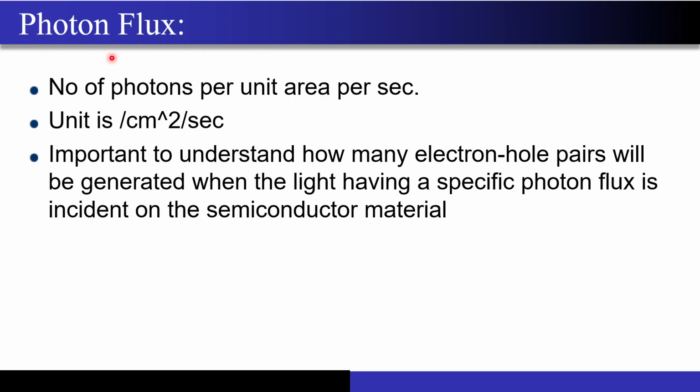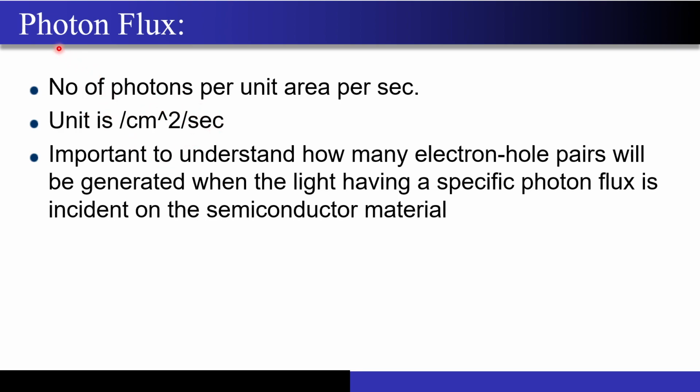So what is this photon flux? Photon flux is nothing but how many photons you are incident on a particular area per second. So this is what the photon flux means. As you can see from this definition itself, the number of photons per unit area per second, what will be its unit? Per unit area means we take everything in centimeters, so it's centimeter square, and per second means per second over here. So this is the unit of the photon flux.